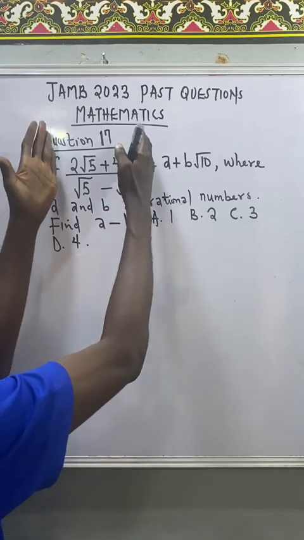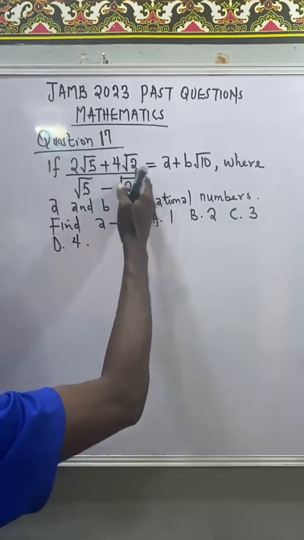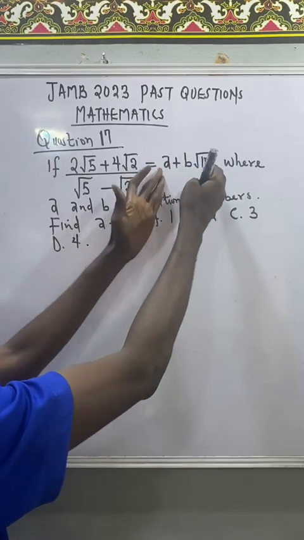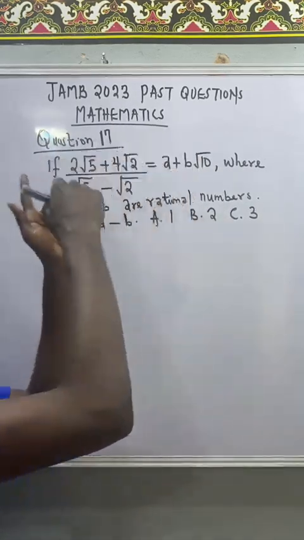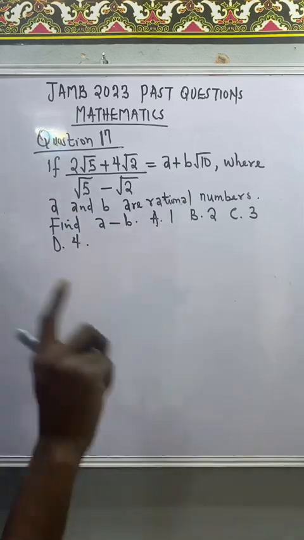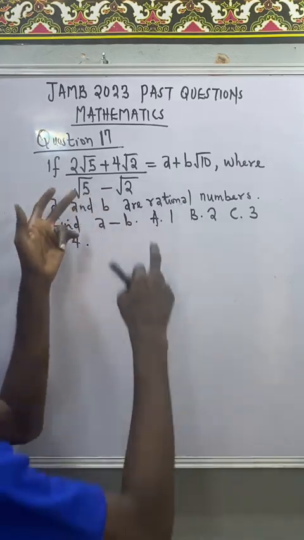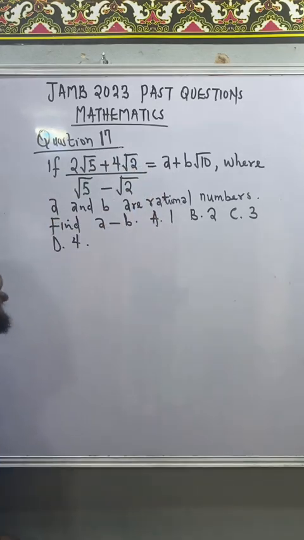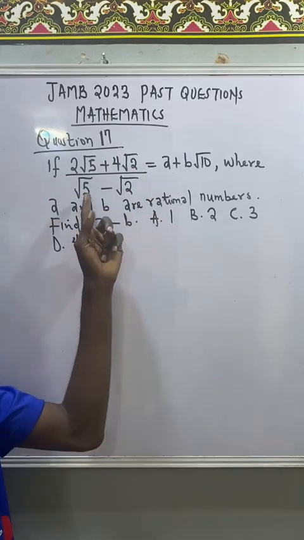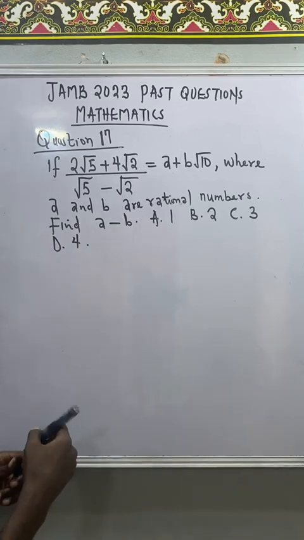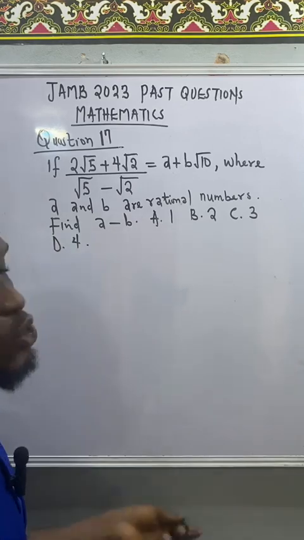First of all, we need to rewrite this surd in this form. Once we are able to write it in this form, we are going to compare to know the values of a and b. And to do this, we have to rationalize the denominator. What do we mean by rationalization? Turning the denominator into a rational number such that there will be no more surd there.